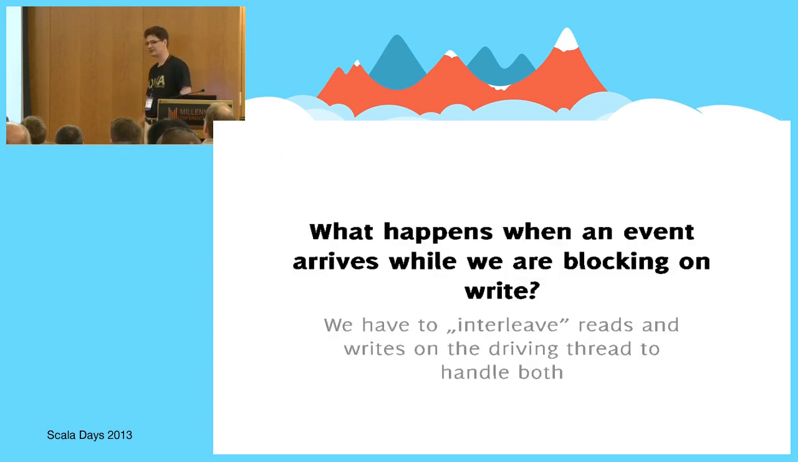And then the tricky question. So now I'm blocking on the write, and an external event comes in. How do I handle that? If you really want to go the blocking way, in your driving thread, you have to anticipate external events at certain points in time. So you have to, in some way, interleave writes and reads, and it's really nasty. It may work under certain cases. I will revisit this in the next slide.